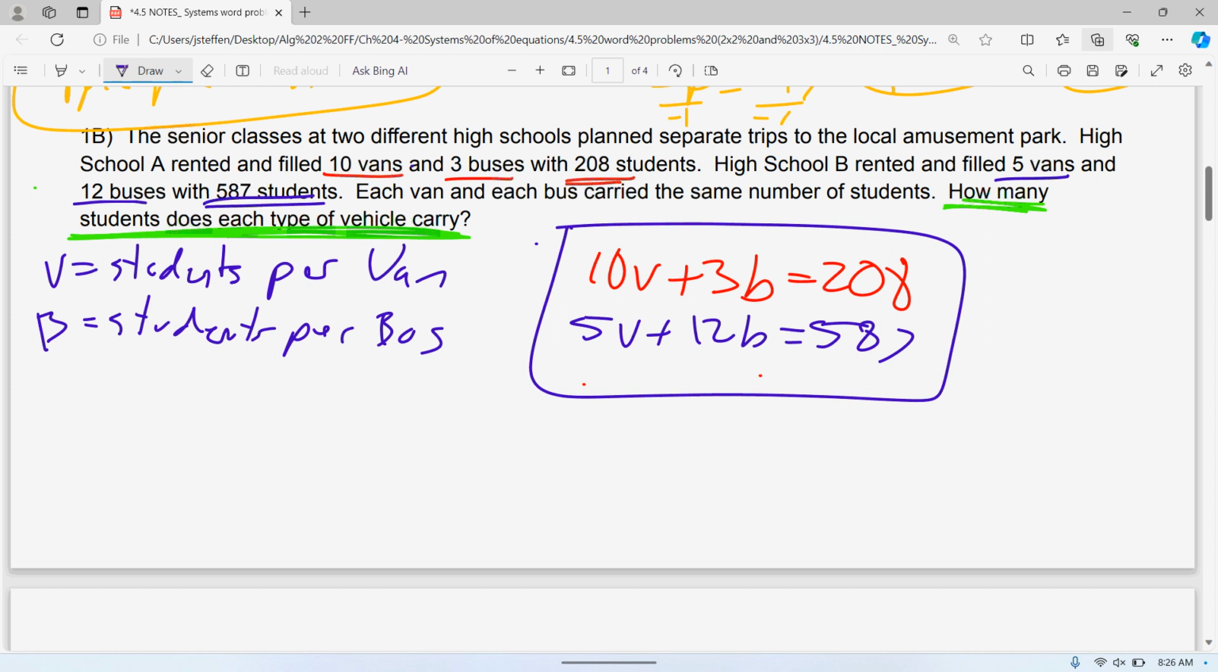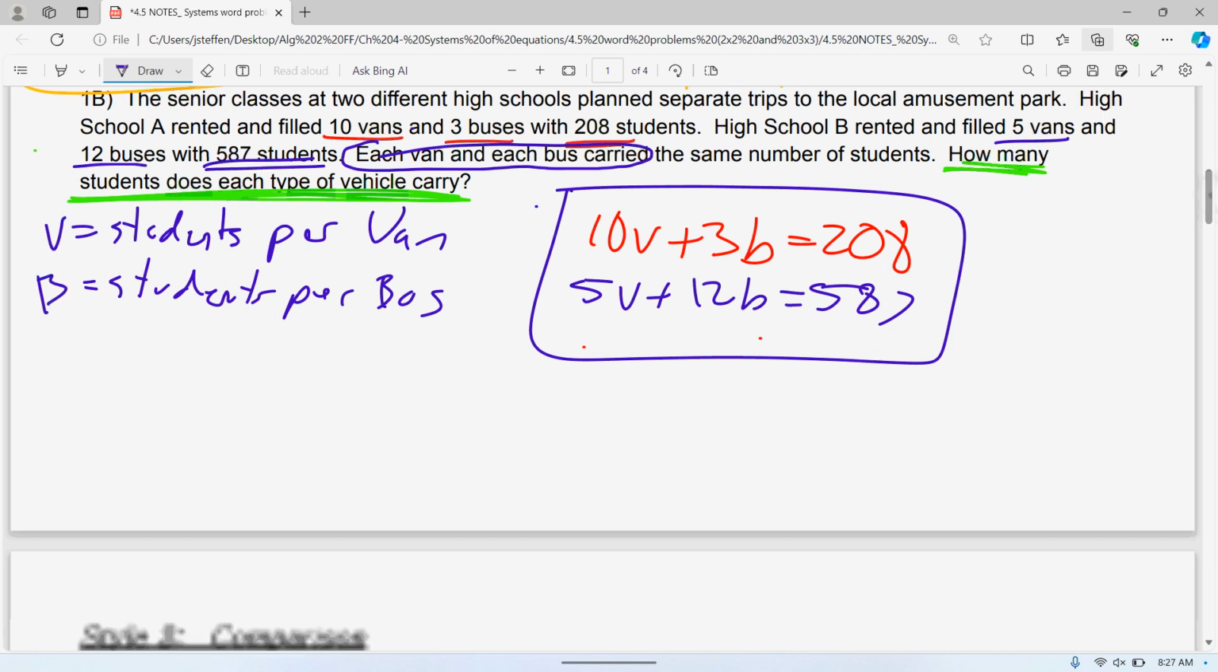Any questions on those? I really like those because I think they're a little more difficult to get to that step, but also it's a lot easier to get that step. It's a lot more black and white where it says 10 vans, 3 buses, and then gives you a total. 5 vans, 12 buses gives you a total. I will also point out that notice it does say that each van and each bus carry the same number of students. That's pretty important, because if you have 10 in some vans and 3 in some and 5 in some, it's going to be a lot different. Okay, moving on.